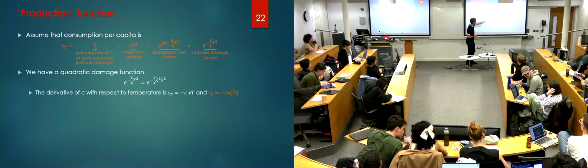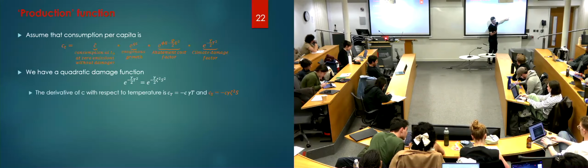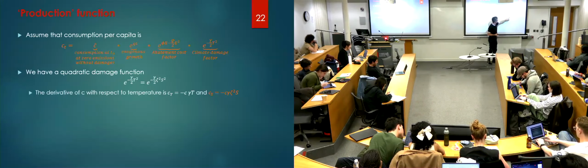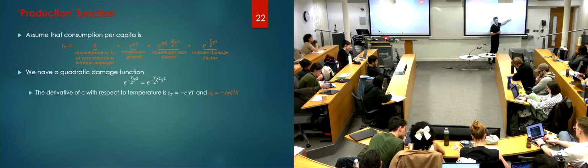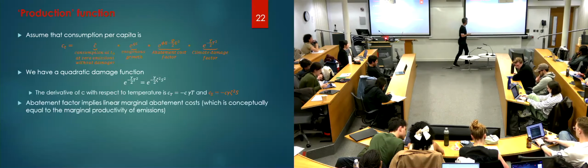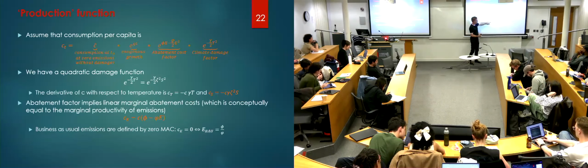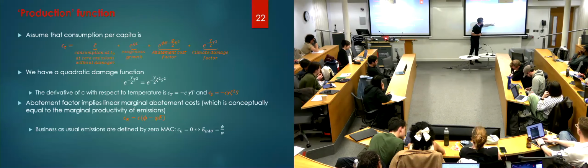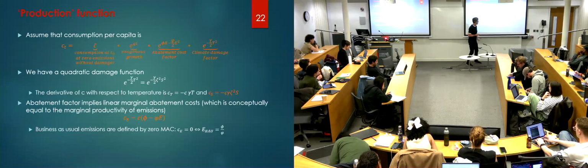So we have the derivative of consumption with respect to temperature, but I have written it in cumulative emissions because that's going to be easier later. So temperature is just zeta times S, and so this is our expression for marginal damages. Then marginal abatement cost, it's a marginal productivity of an emission. You get linear abatement costs, proportional to your production or your consumption.